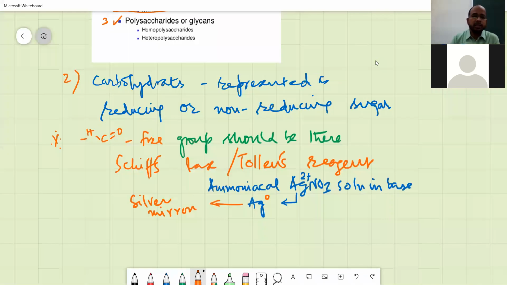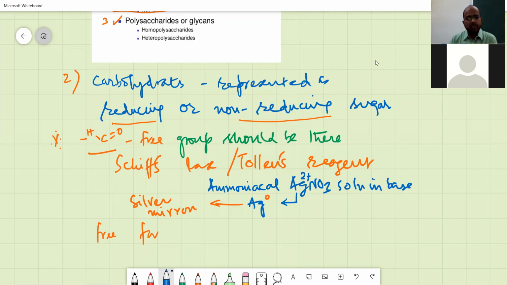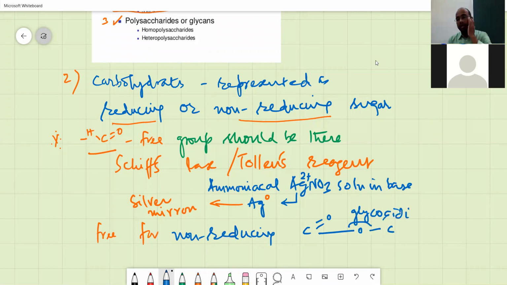You often read about this in your practical examinations this year. The second point is whether the sugar is a reducing sugar or a non-reducing sugar. How you can find out is: if there is a free CHO group, then it is a reducing sugar. What happens for non-reducing sugars? For non-reducing sugars, the C double bond O is linked with some other carbohydrate by means of a glycosidic linkage, so it does not reduce.